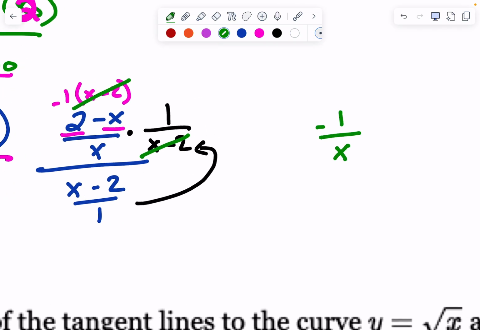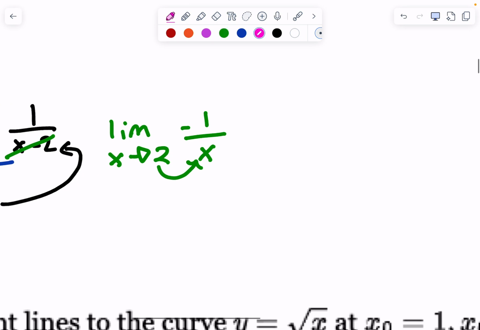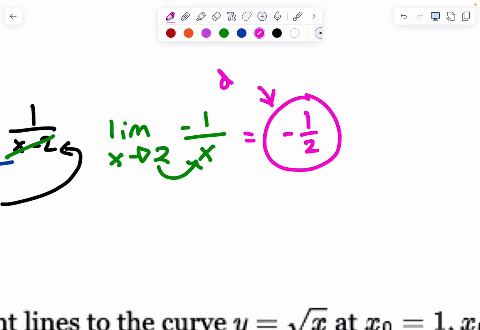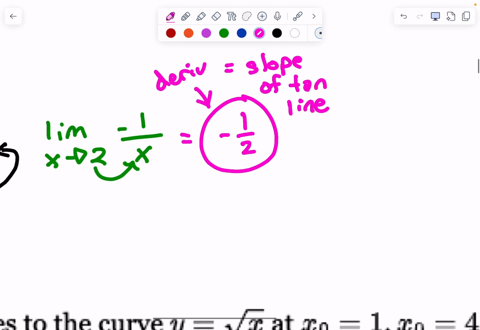True? Yeah. And I'm finding the limit as x goes to 2. So now I can plug the 2 in. Negative half, right? Negative 1/2 is the limit. And that tells me the derivative, which is the slope of my tangent line, right? Slope of my tangent line.